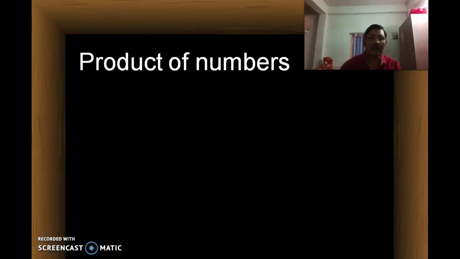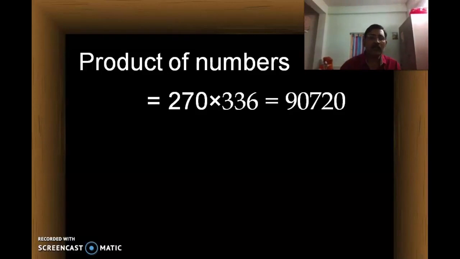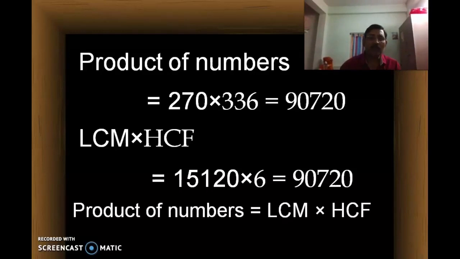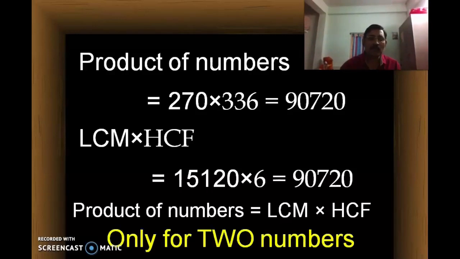Okay. Now just further we can observe one more interesting thing. Let us consider the product of the numbers given. So what are the numbers that are given? 270 into 336. 270, 336 are the given numbers. So their product is 90,720. Again, consider the product of LCM and HCF which we obtained. It is 15,120 and 6. Again, the product is 90,720. So, what is our observation here? Product of numbers is equal to LCM into HCF. But do remember that this is true only when we are considering two numbers.